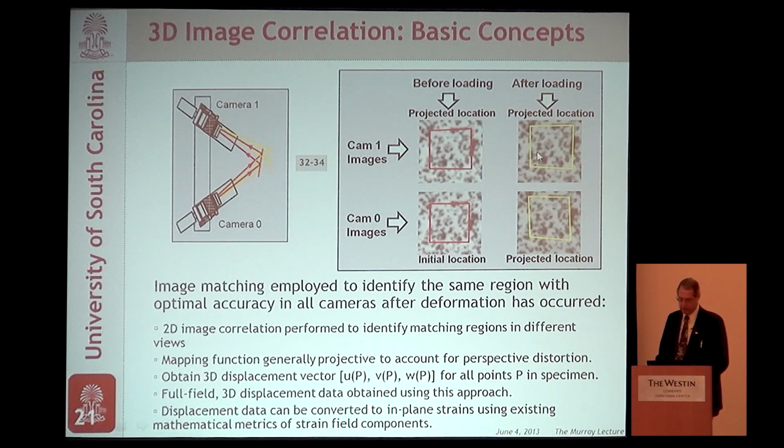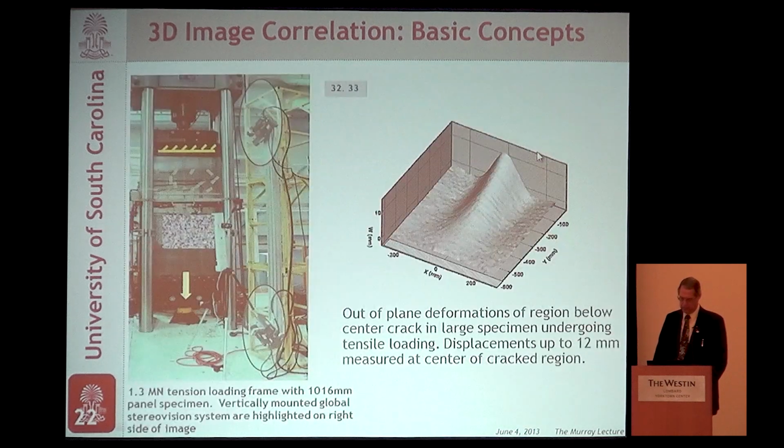The mapping function generally is projective to account for the perspective distortions that you have. They go back to the days of Leonardo da Vinci, who was one of the first to actually talk about perspective distortion. So from this, you can measure all three displacements, as you know, and we can use those to extract the strain fields in the surface.